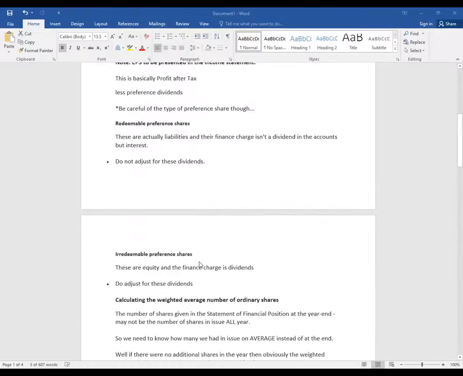And then we are given here irredeemable preference shares. These are now equity instruments, and the finance charge is dividends. Do adjust for these dividends.